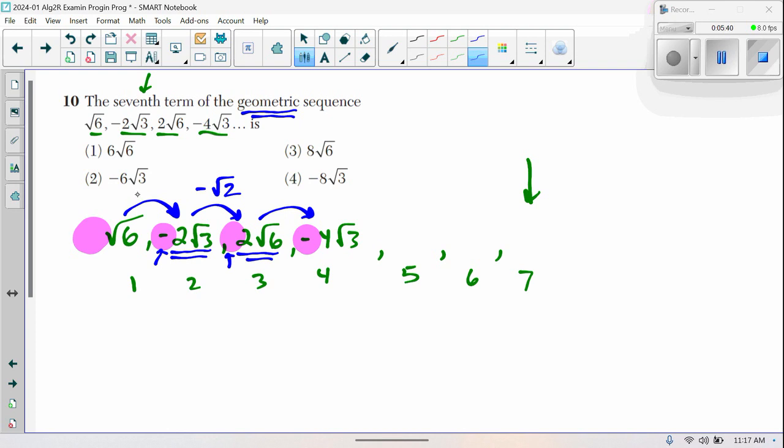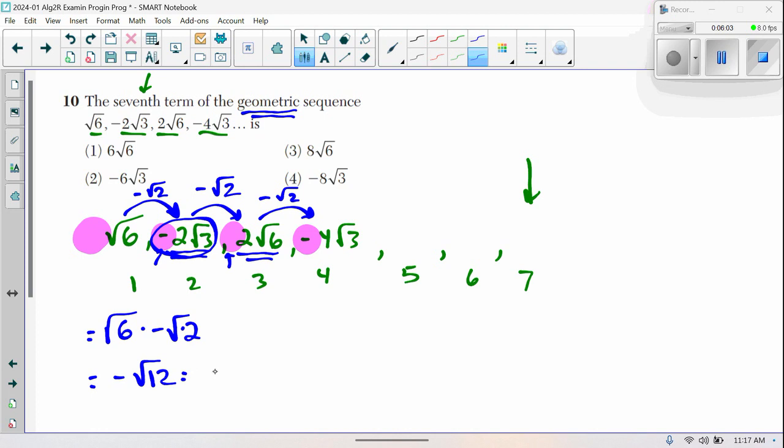And I'm going to find that if I multiply each term times negative radical 2, I get to the next term. So you might say to yourself, Visca, how do I take radical 6 and multiply it times negative radical 2 and end up with this right here? Because I have to simplify. Okay, I can multiply and I get negative radical 12.